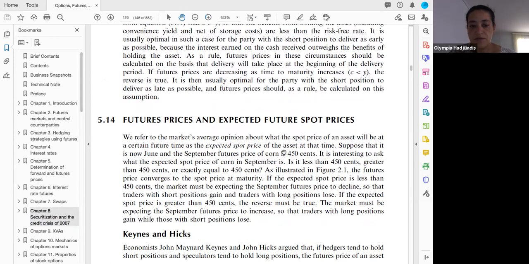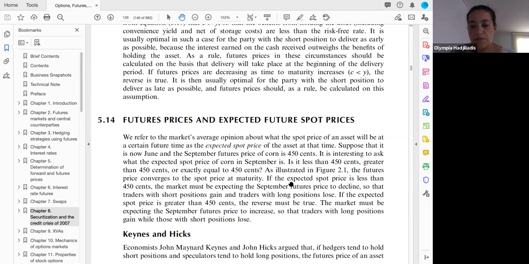Suppose that it is now June and the September futures price of corn is 450 cents. It is interesting to ask what the expected spot price of corn in September is. Is it less than 450 cents, greater than 450 cents, or exactly equal to 450 cents? So the futures price, we have already seen that the futures price converges to the spot price at maturity.